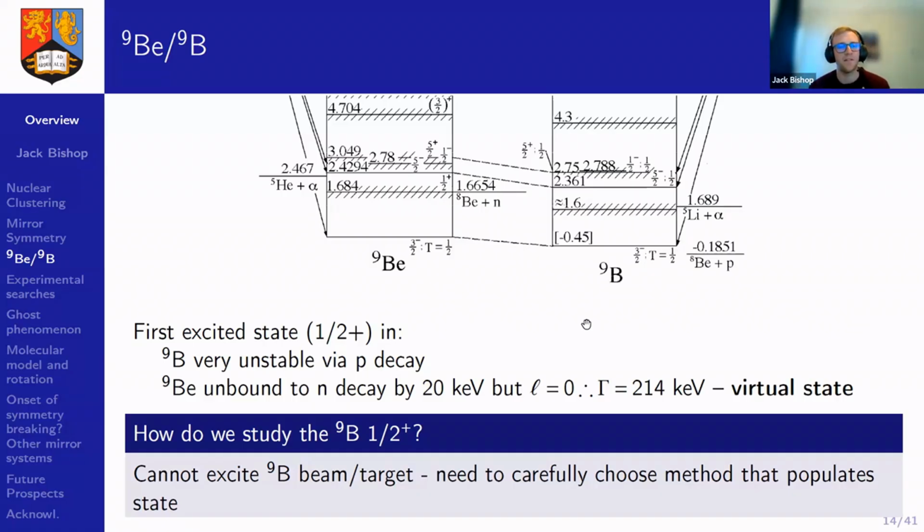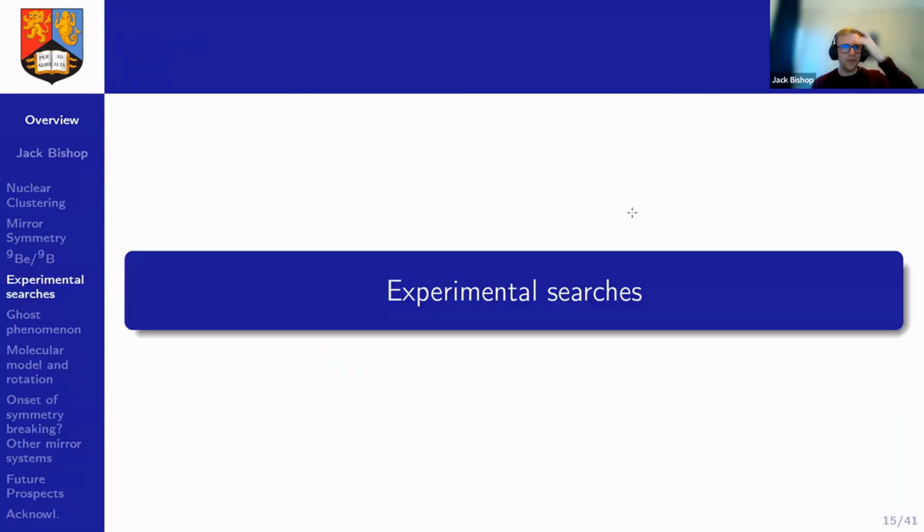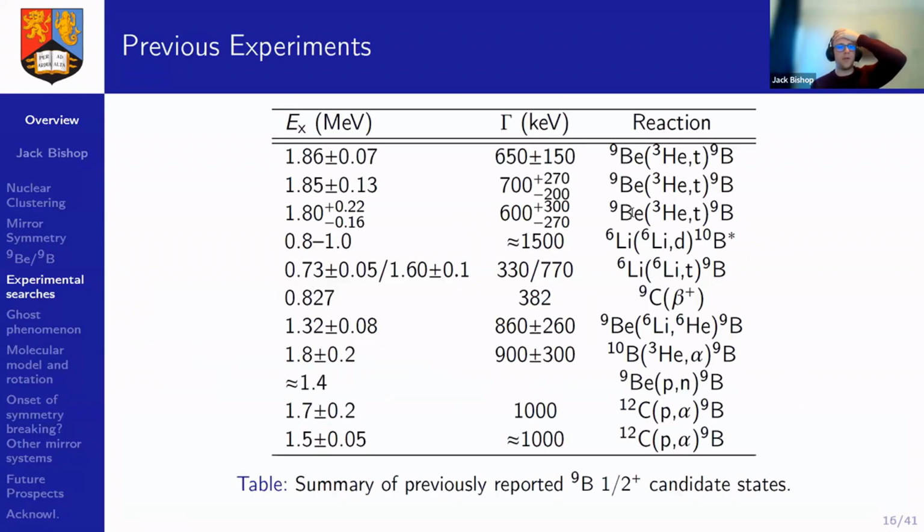So we have to think very carefully about choosing a method that actually allows us to populate this 1½ plus state, to work out what excitation energy it is and try to understand how good this mirror symmetry is in the A=9 system. So that brings us on to our experimental searches. So what we can do is look at the previous experiments that have been done. And we start at the top.